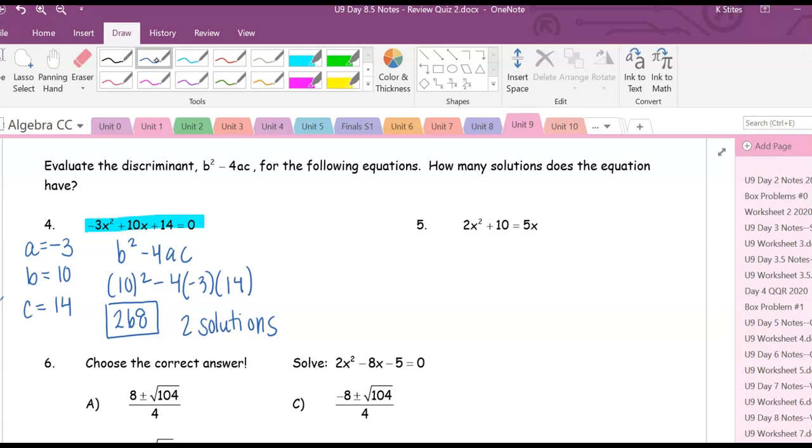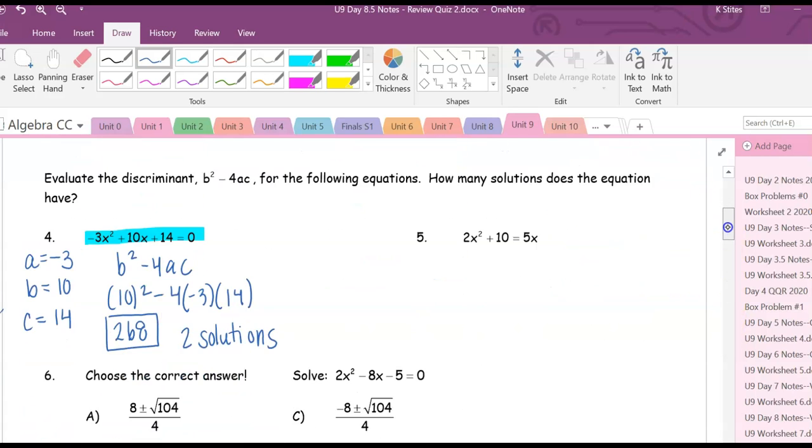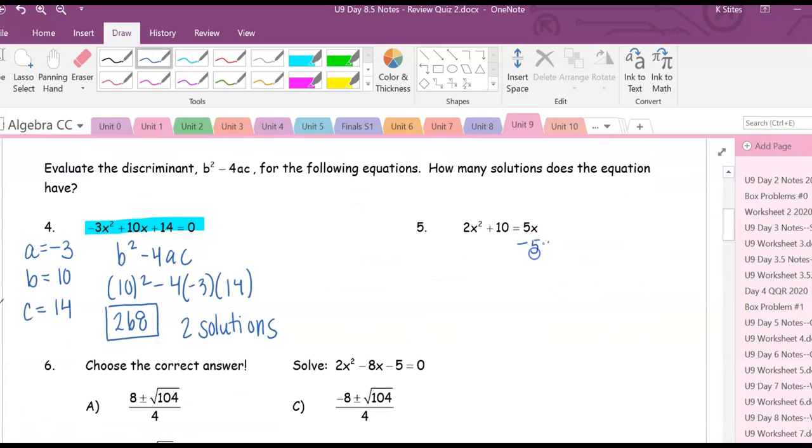All right, now number 5, we have to be careful. We can't evaluate the discriminant until we are in standard form. So just like we did above for number 1 and 2, we are going to have to subtract this 5x over first. And since it's the x term, it should go in the middle. This is representing our b value. Okay, it doesn't combine with anything because there aren't any more x's. So I now have an a value of 2, a b value of negative 5, and a c value of 10.